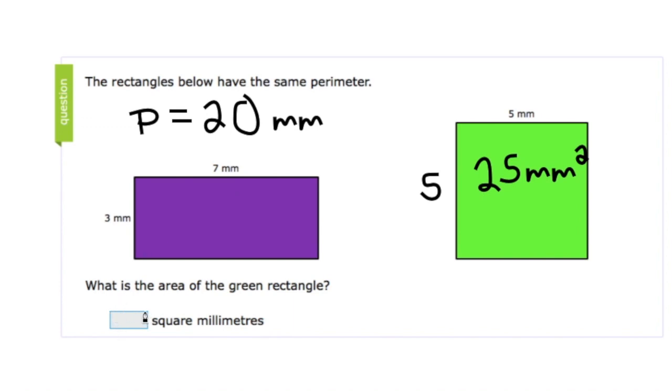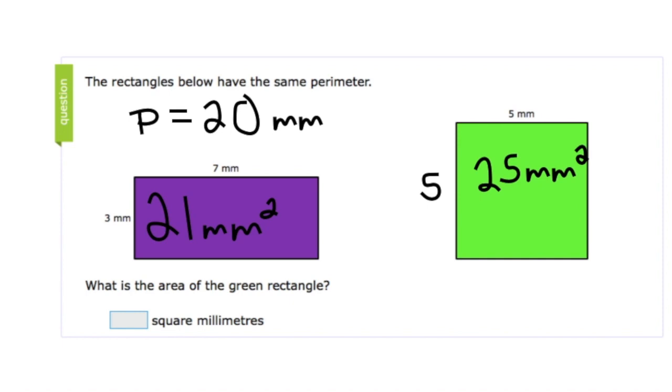Let's just take a peek at what the area of the purple rectangle is. 7 times 3 is 21. That did not work out. 21 millimeters. So if you were wanting to build a little garden and you had only 20, well, let's pretend it's meters, not millimeters. That'd be a crazy small garden.